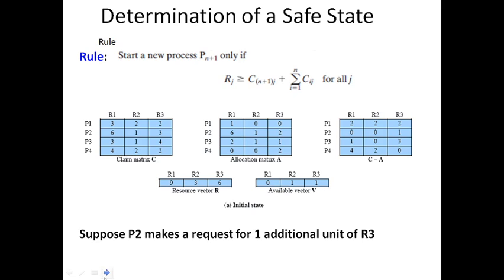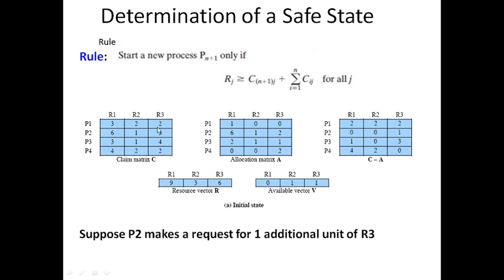Now the question is: what if P2 makes a request for one additional unit of R3, whether allocation of that resource to P2 will result in a safe state or unsafe state. We have to determine this using the algorithm. So what is the first step? The first step is you have to check whether this request made by P2 is valid or legal.